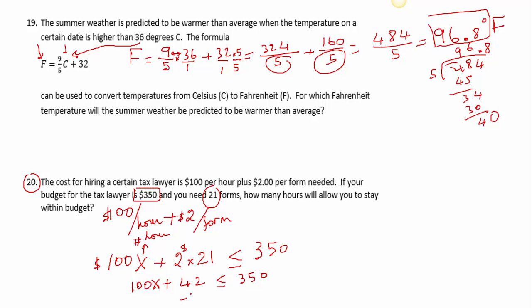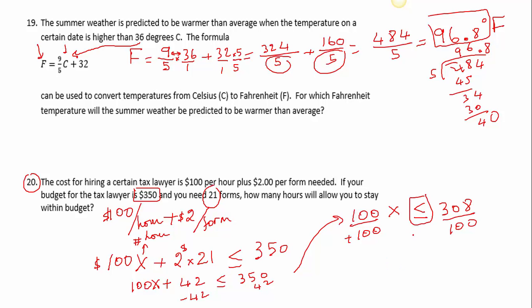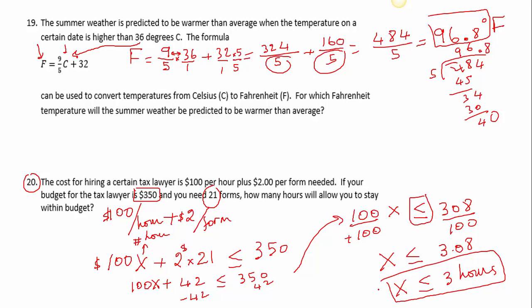Let's solve for X. Subtract 42 from both sides. That means 100X is less than or equal to 350 minus 42, which is 308. Therefore now I need just to divide both sides by 100. Remember, when I divide by a positive number, I don't flip the symbol. I only flip the symbol when I divide by a negative number. So the final answer would be X less than or equal to 3.08, or X less than or equal to 3 hours. So I cannot use the lawyer more than 3 hours, okay? Otherwise I will exceed my budget.